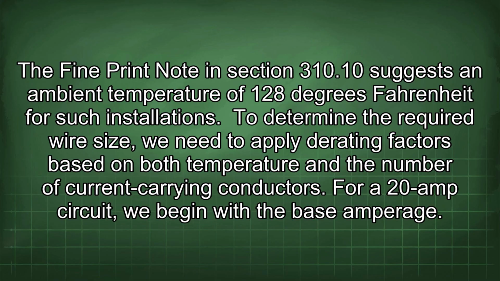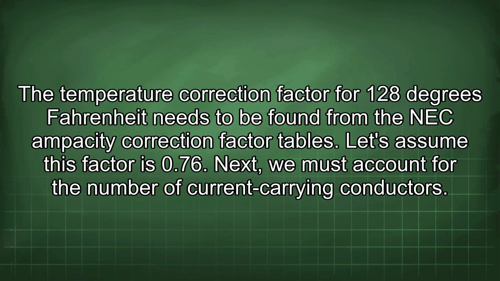To determine the required wire size, we need to apply derating factors based on both temperature and the number of current carrying conductors. For a 20-amp circuit, we begin with the base amperage. The temperature correction factor for 128 degrees Fahrenheit needs to be found from the NEC ampacity correction factor tables. Let's assume this factor is 0.76.